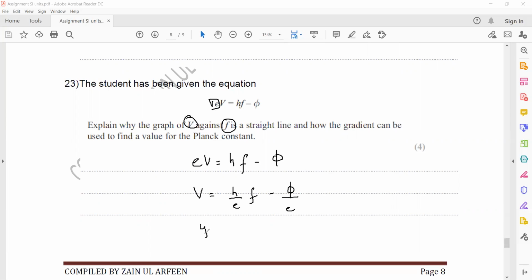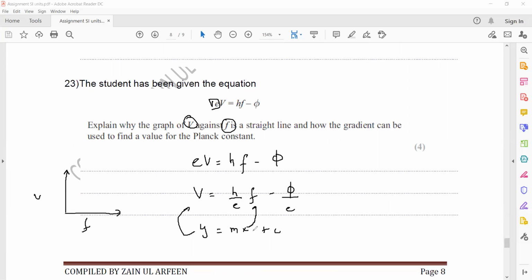Now when I compare with y is equal to mx plus c, if on the y-axis I have V, on the x-axis I have F, because I want to plot a graph between V and F.